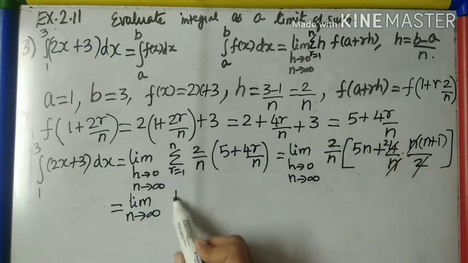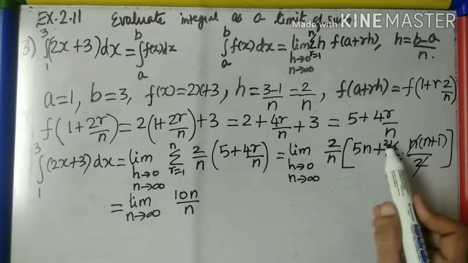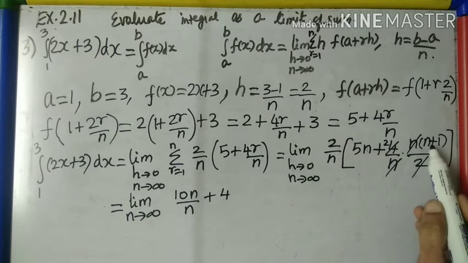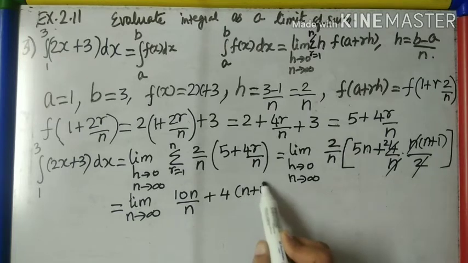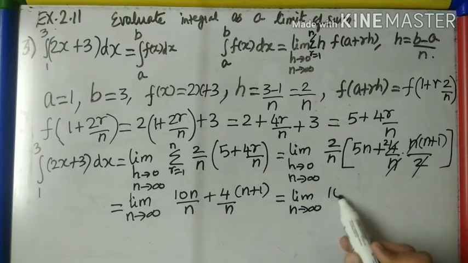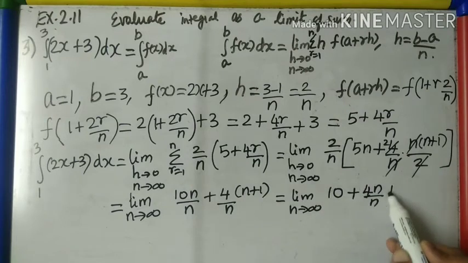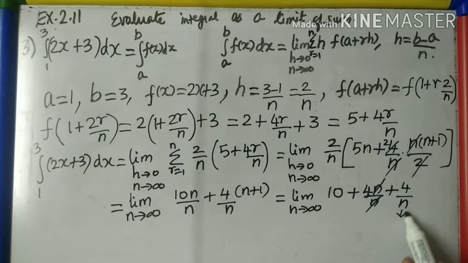2 into 5, 10 n by n. Then 2 into 2, 4 into n plus 1 divided by n. Simplifying this answer, limit n tends to infinity. n and n I can cancel, only 10 is left. 4n by n plus 1 by n, multiply 4 by n. This n also cancels. And whenever n is in the denominator, my answer is 0.